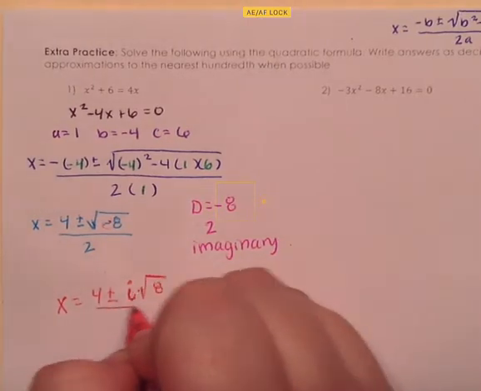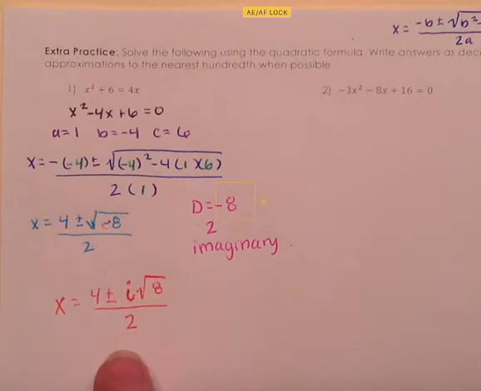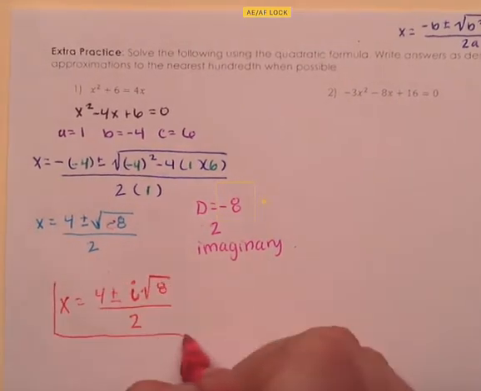And we'll keep it all over 2. And this, because it's imaginary, we're actually just going to keep our answer just like this. We don't have to do anything else with it.